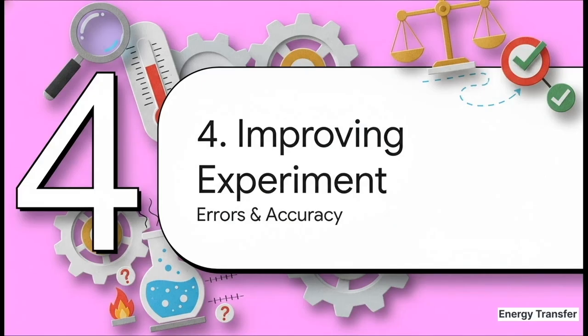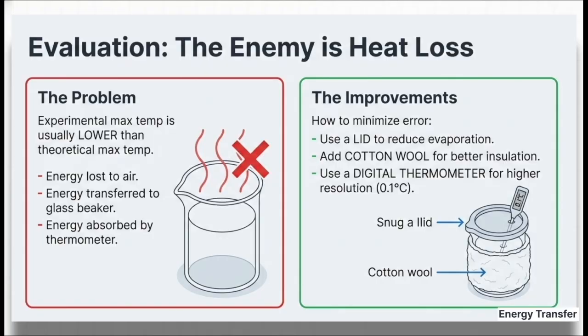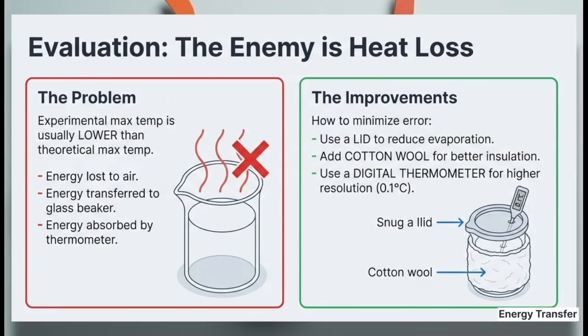Okay, but let's be real, no experiment is ever perfect. So now we're going to look at how you can evaluate this practical and suggest ways to make it even better. By far, the number one enemy in this experiment is unwanted heat transfer. Think about it. You're trying to measure the heat change from the reaction, but what if some of that heat just escapes into the air in the classroom? Or what if heat from the room gets in? That's going to mess up your results for sure. So the whole game is about one thing, minimizing that heat transfer as much as you possibly can.